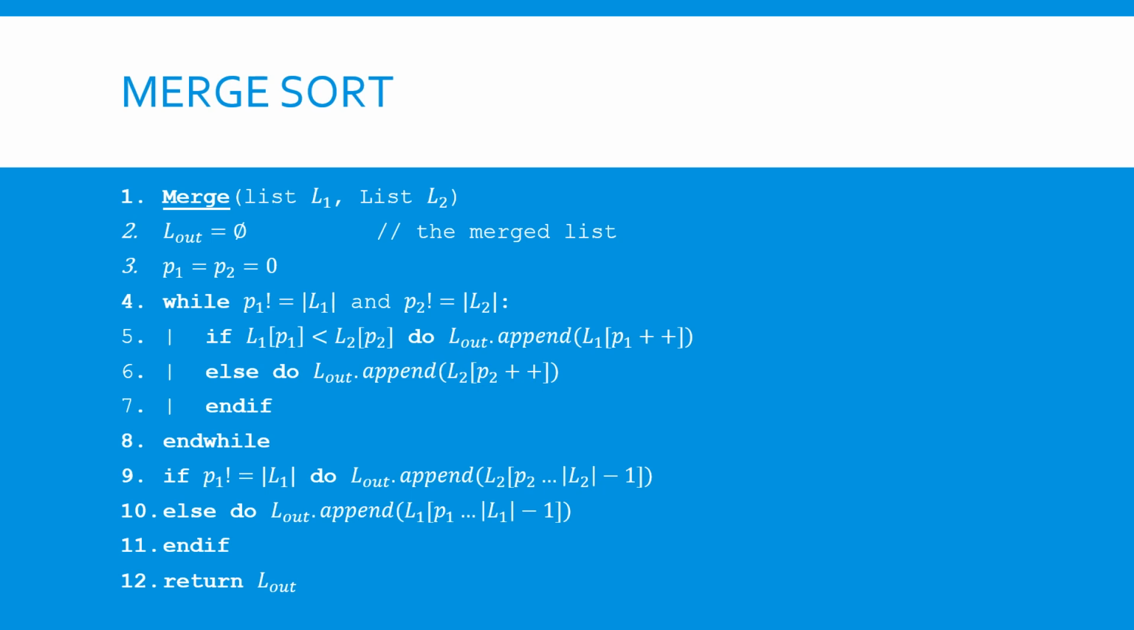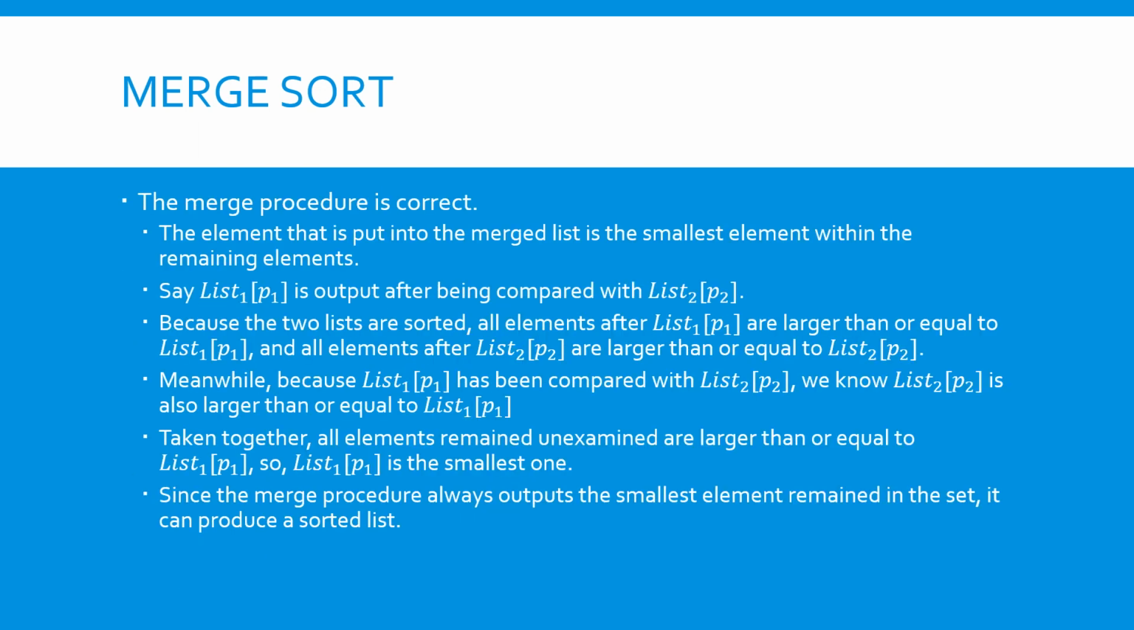Here is the pseudocode for the merge procedure. L1 and L2 are the two input lists, and Lout corresponds to the merged list. P1 and P2 are the two pointers. The while loop iterates the following 3 steps: compare, output, and increase pointer. Finally, after one of the pointers hits the end and the while loop terminates, we append the remaining elements to the merged list.